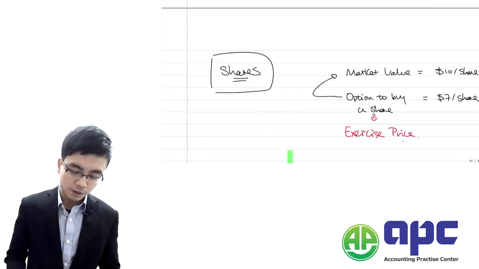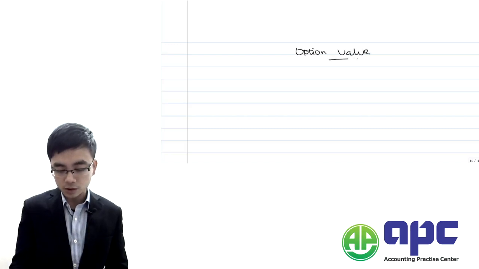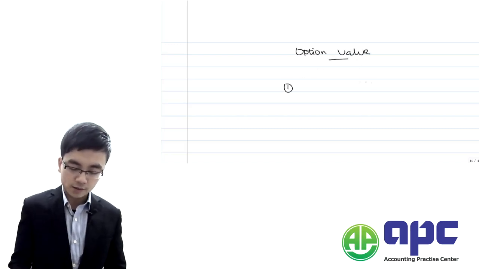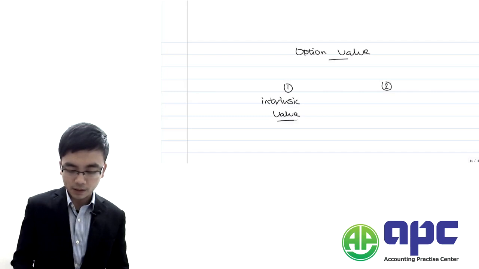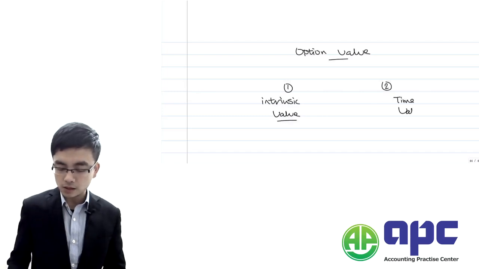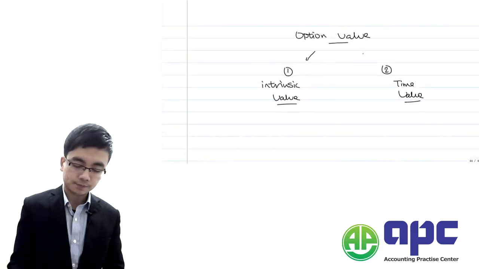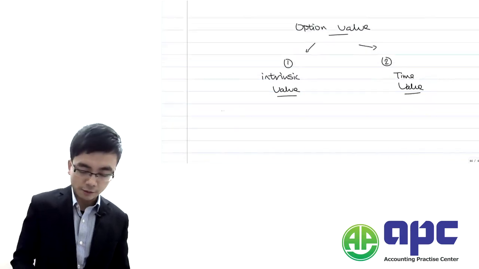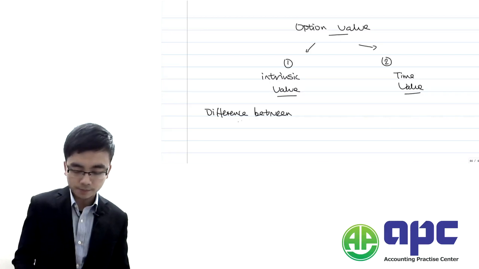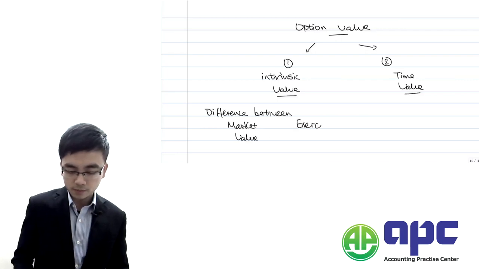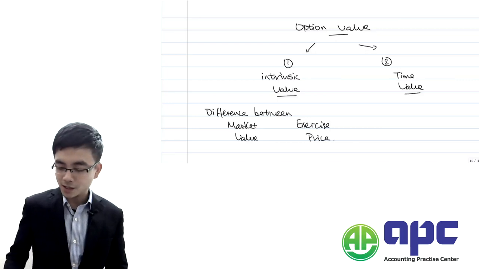So let me just detail that before we move any further, for this option value of how we're going to value it. Option value will include two things. First of all, the intrinsic value, and secondly, the time value. So intrinsic value, which means this is the difference between the market price or the market value with the exercise price. So what does that mean then?